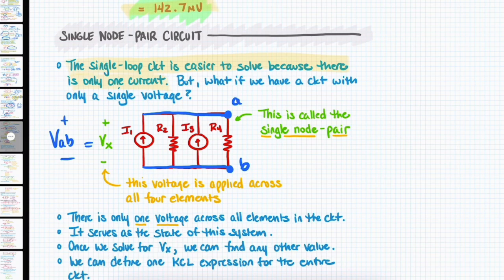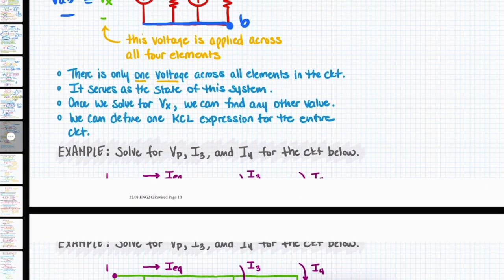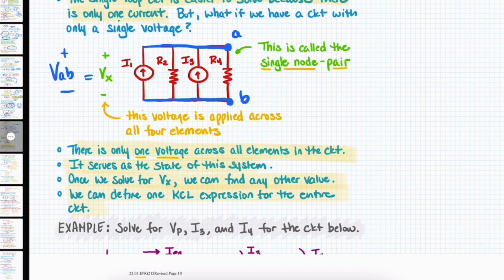So, we know there's only one voltage. I'm going to tell you that we're going to consider it to be the state of the system. Once we solve for Vx, we can essentially find any other value, and we can use one KCL expression for the entire circuit. For the single loop, we relied on KVL, and for the single node pair, we rely on KCL. That'll become apparent in a second.